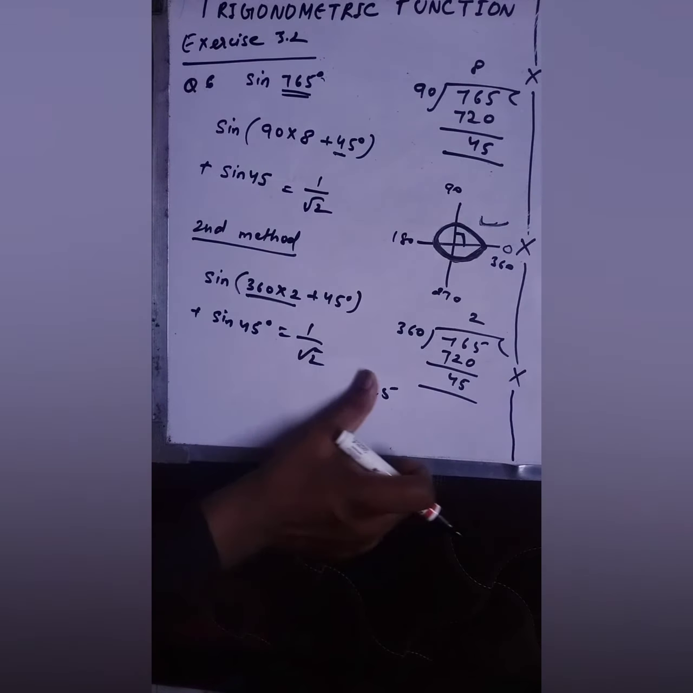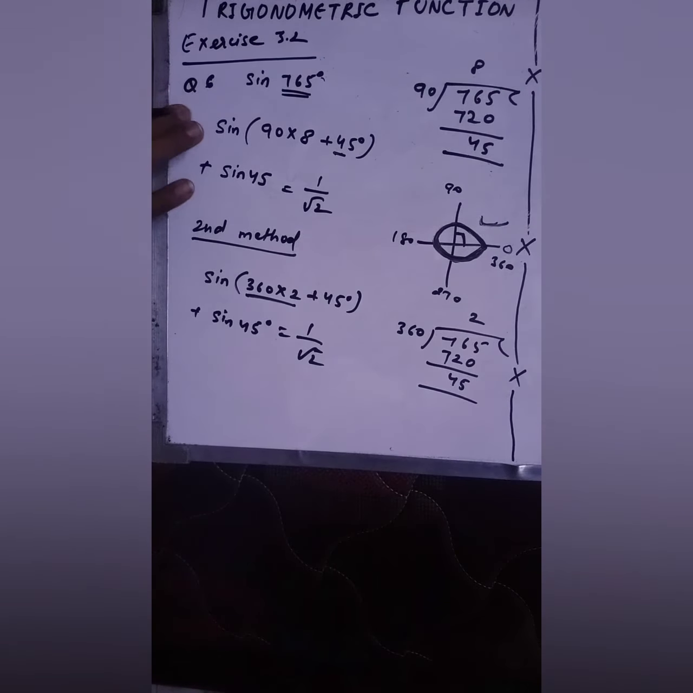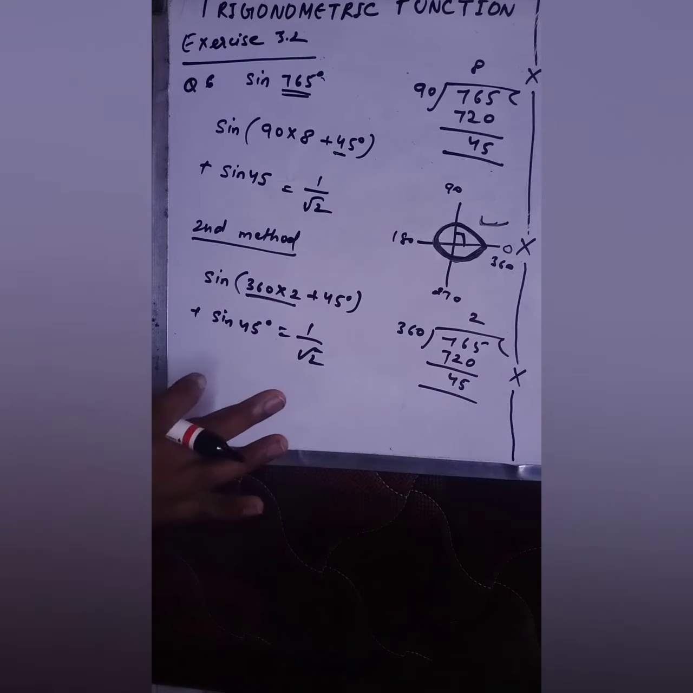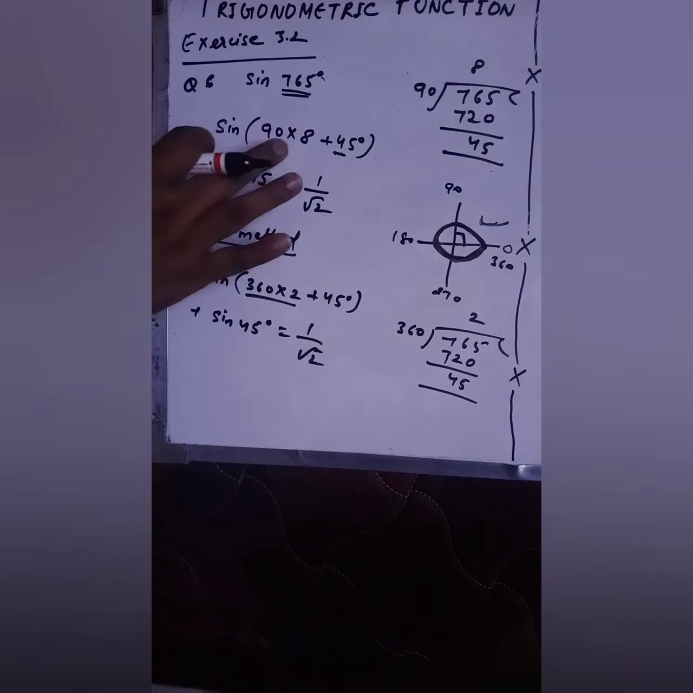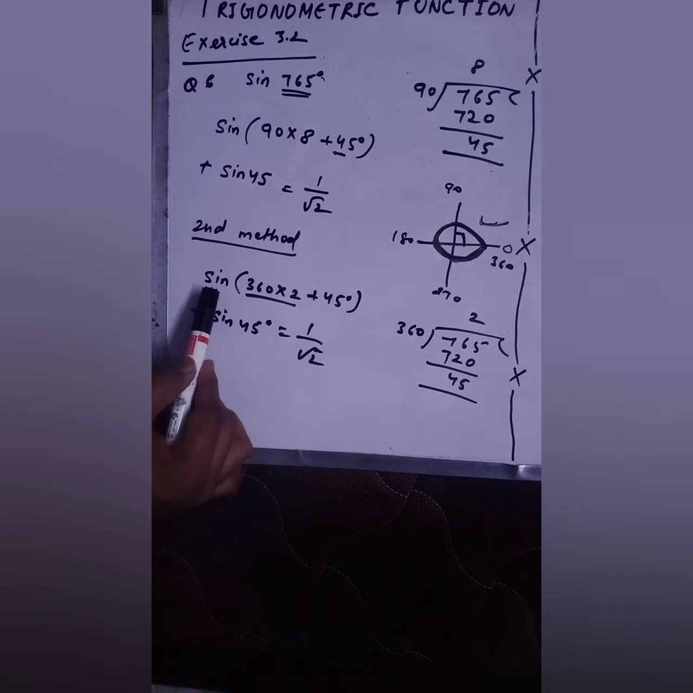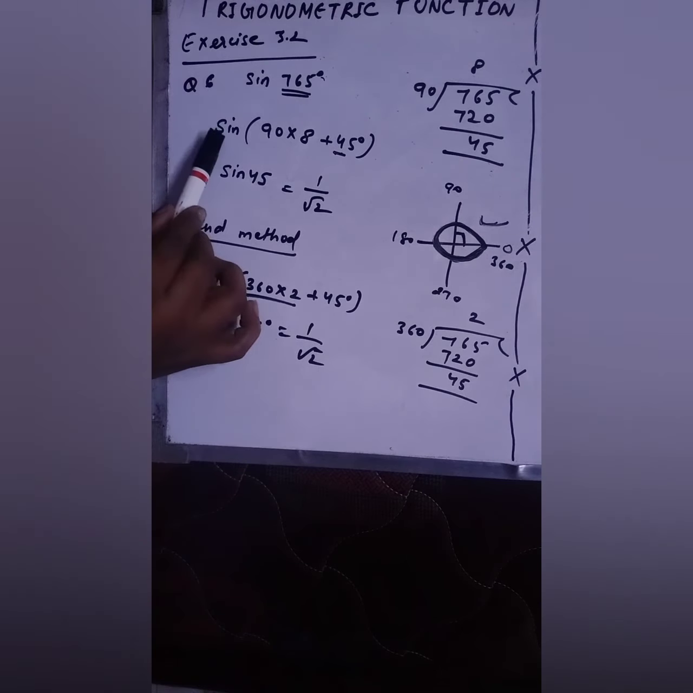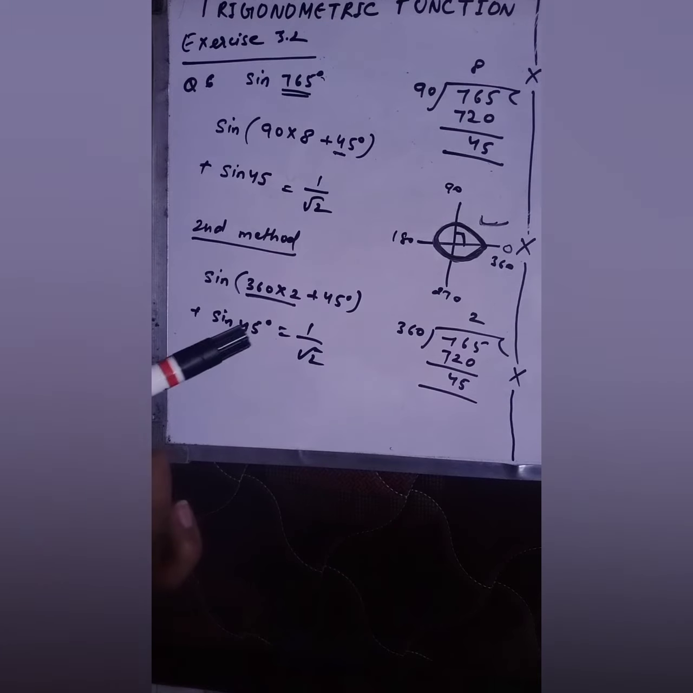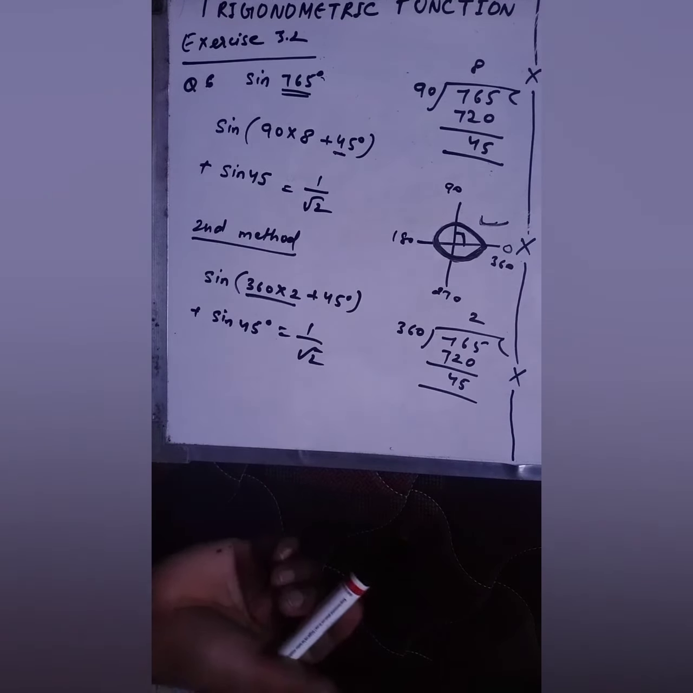Using the first method, you can solve each and every question of this exercise. You just have to remember whether the multiple of 90 is even or odd. In the second method, there is no change: sine will remain sine, cos will remain cos, cosec will remain cosec. But in the first method you have to take care of that. I will solve another question for this, then you will understand.